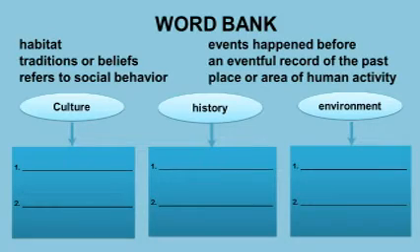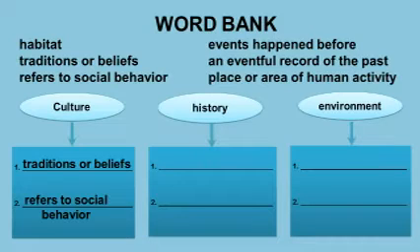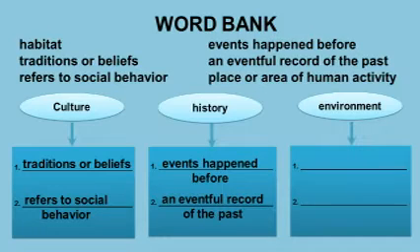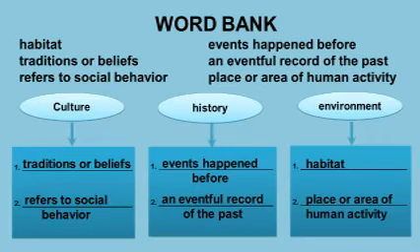Now, check your answer. So for culture, it is the traditions or beliefs. Also, it refers to social behavior. For history, it is defined as events that happened before or an eventful record of the past. For the environment, it is a habitat or a place of human activity.